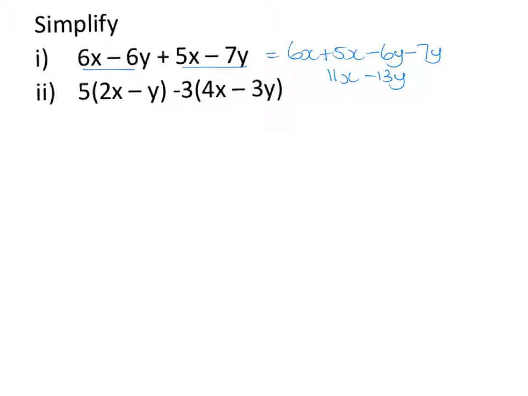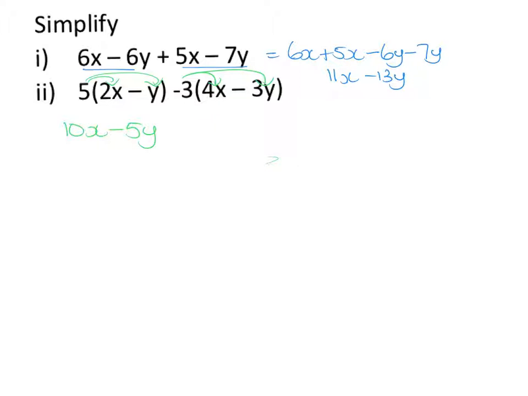For part 2, we expand the bracket, so we multiply each thing outside the bracket into the inside. So 5 by 2x gives us 10x. 5 by minus y, minus 5y. And we multiply here again, being very careful with the negative. It's very important we look out for that negative.